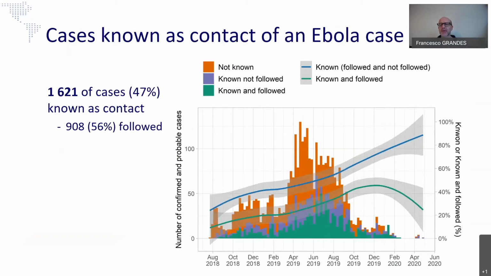Regarding the cases known as a contact of an Ebola case, overall, 47% of cases were known as a contact of an Ebola case, and 57% of them were also followed. The proportion of cases known as a contact, and in parallel, the proportion of cases known and followed, was low at the beginning of the epidemic, and it gradually increased over time. Of note, the increase was constant even during the second peak of the epidemic. However, for the first 8 months, it was below 50%.